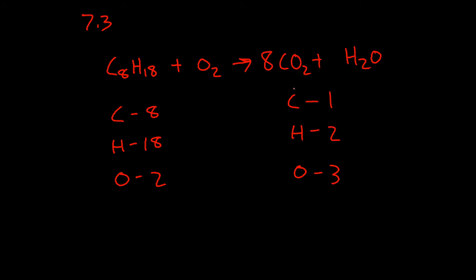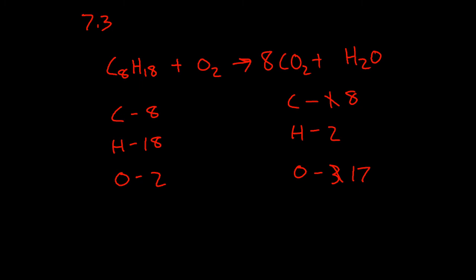So if I put an 8 here, that is going to give me 8 carbons. But it's also going to give me a bunch more oxygens. Because now I have 8 times 2, which is 16, plus 1. So 17 oxygens. So that's a lot of oxygens, but don't worry. We're okay. We're still okay. So we've balanced our carbon.